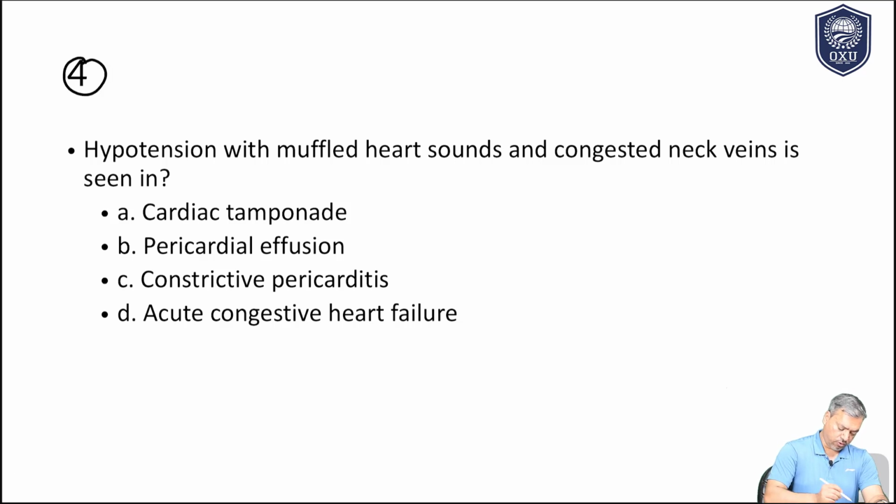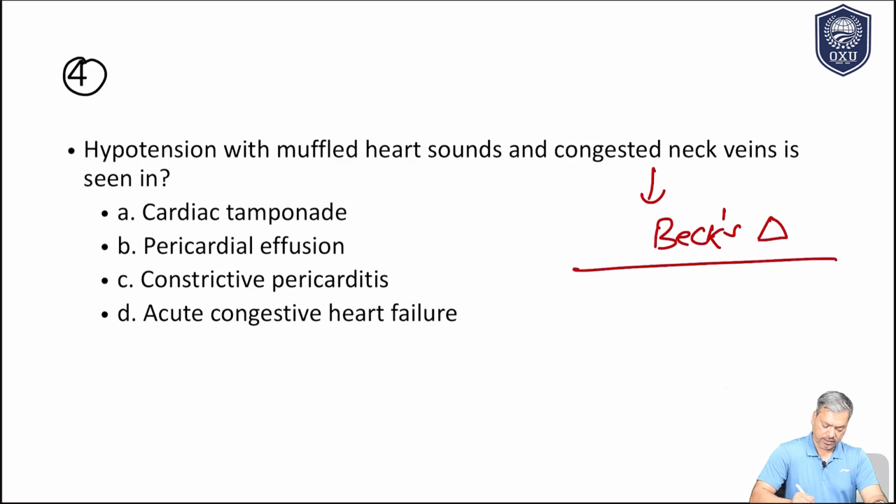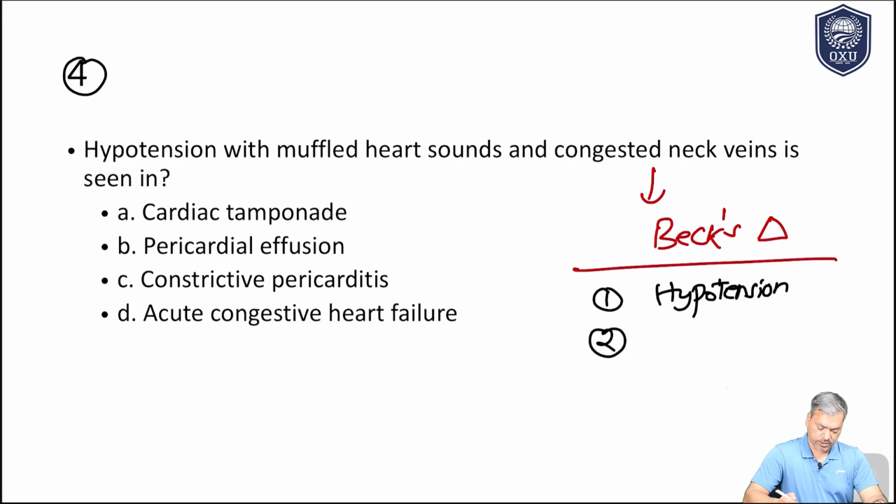Now question number 4, hypotension with muffled heart sounds and congested neck vein is seen in which of the following conditions? Now, hypotension with muffled heart sound and congested neck vein is a typical feature of Beck's triad. This is called Beck's triad. Beck's triad is a combination of hypotension. Hypotension means decreased blood pressure. When the systolic blood pressure is less than 90 mm of mercury, we call it hypotension.